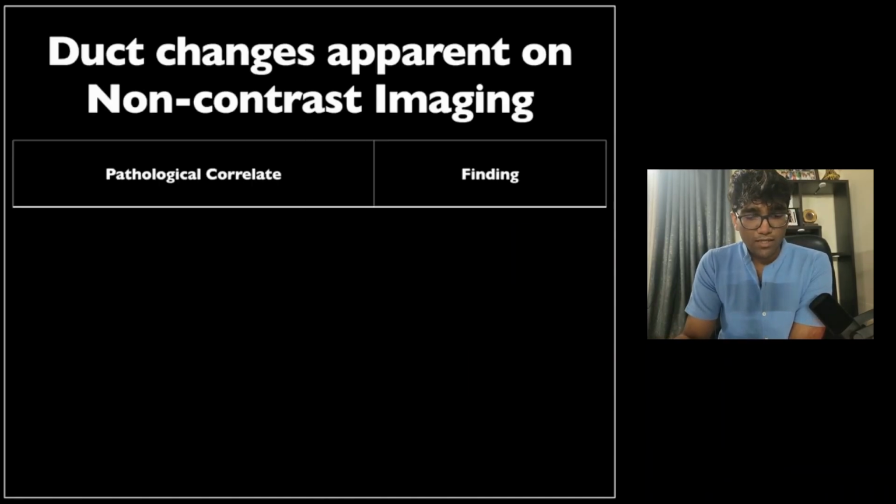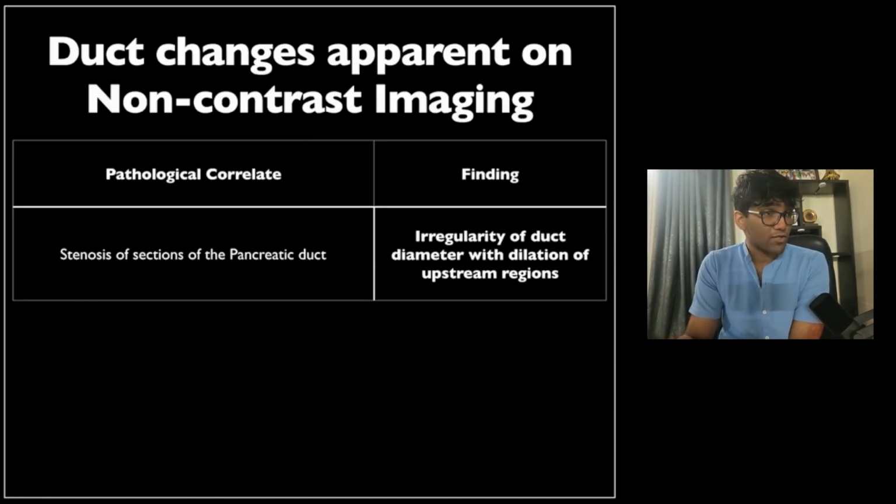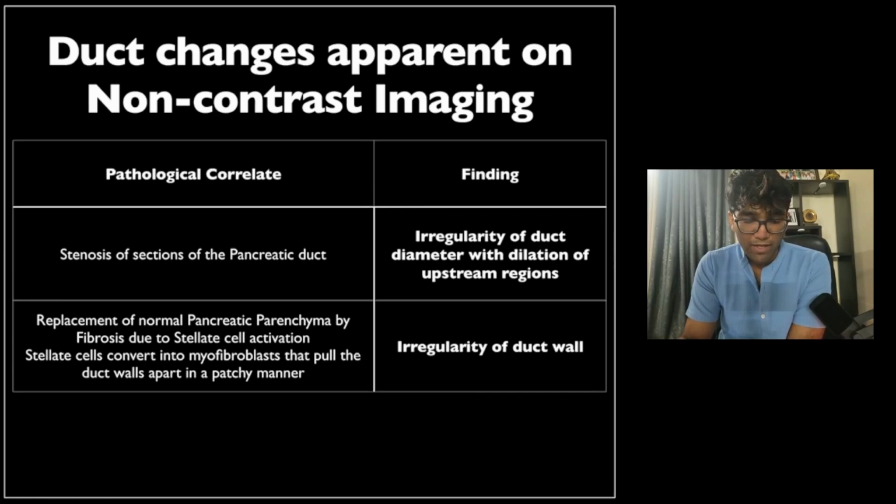Now the duct changes. The pathological correlate is that there can be stenosis of sections of the pancreatic duct with irregularity of duct diameter and dilation of the upstream regions, sometimes forming cysts as we've seen. Replacement of normal pancreatic parenchyma by fibrosis results due to stellate cell activation and secondary conversion of stellate cells into myofibroblasts, which pulls the walls apart, causing irregular dilatation of the duct. So there is irregularity of the duct wall.